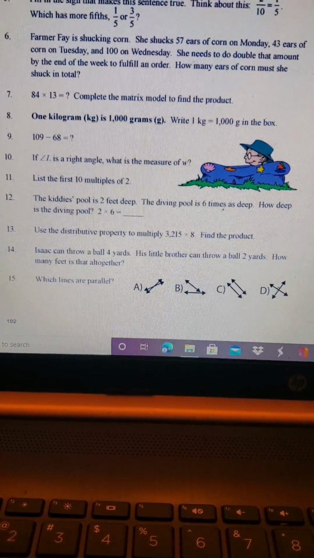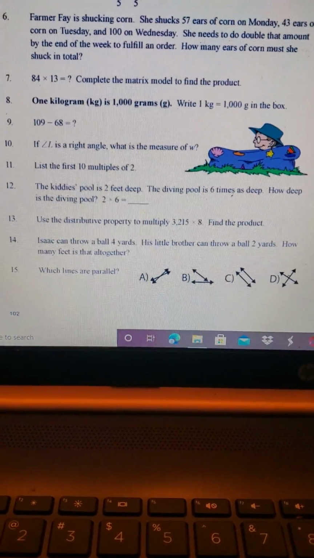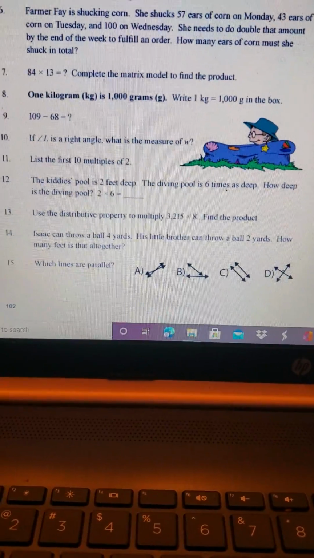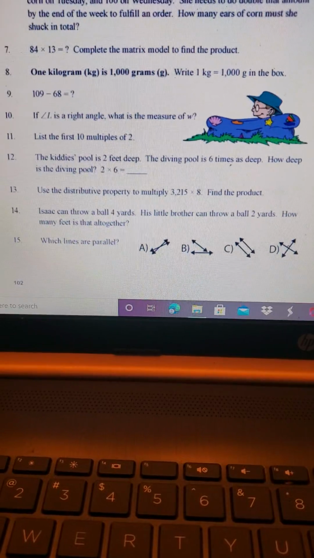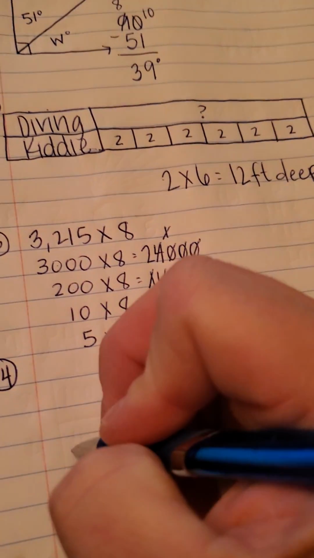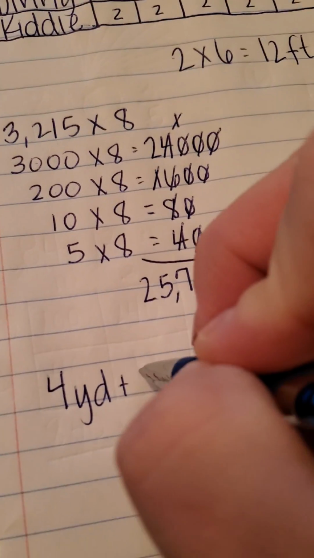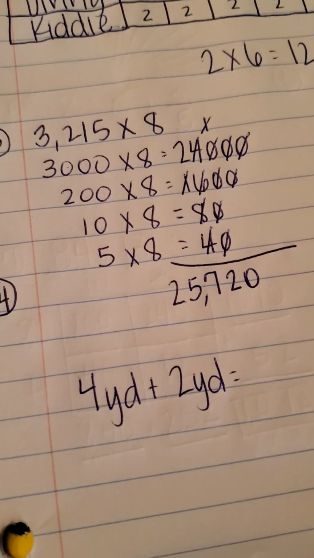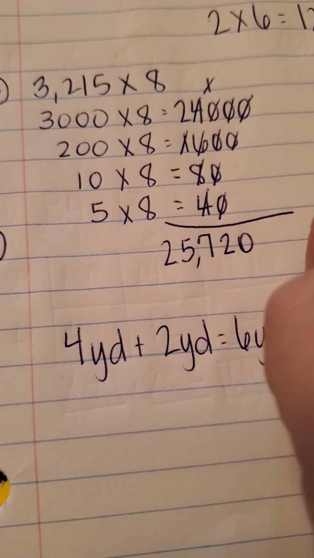Okay. Number 14. Isaac can throw a ball 4 yards. His little brother can throw a ball 2 yards. How many feet is that all together? Okay, well, first we need to add how many yards Isaac can throw and how many his little brother can throw. So if Isaac can throw 4 yards and his little brother can throw 2 yards, altogether that is how many yards? 6, correct?